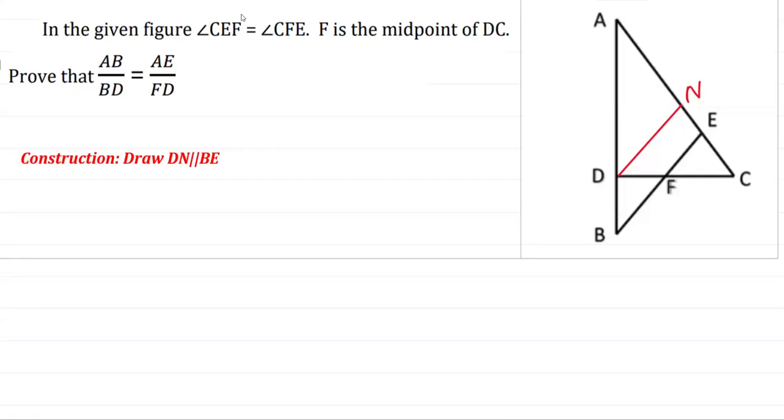Here we have one question that is based on the basic proportionality theorem. As you can see, there is a figure given here, and we are given two angles as equal. That is, angle CEF is equal to angle CFE. We are given these two angles equal. Further, F is given as the midpoint, so these two are also equal. That is, DF is equal to FC.